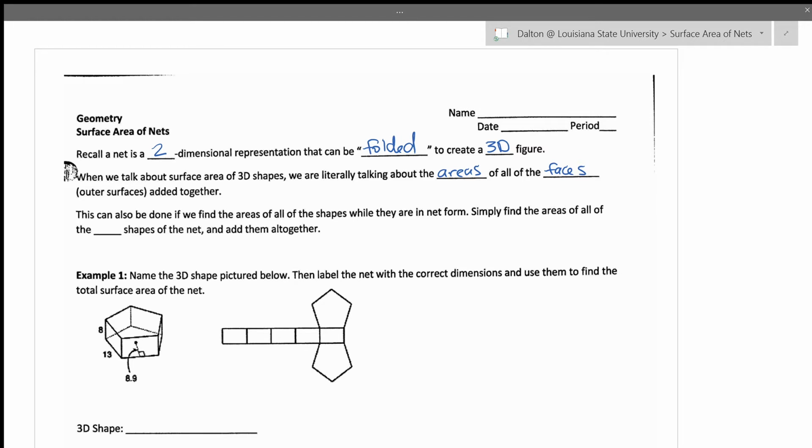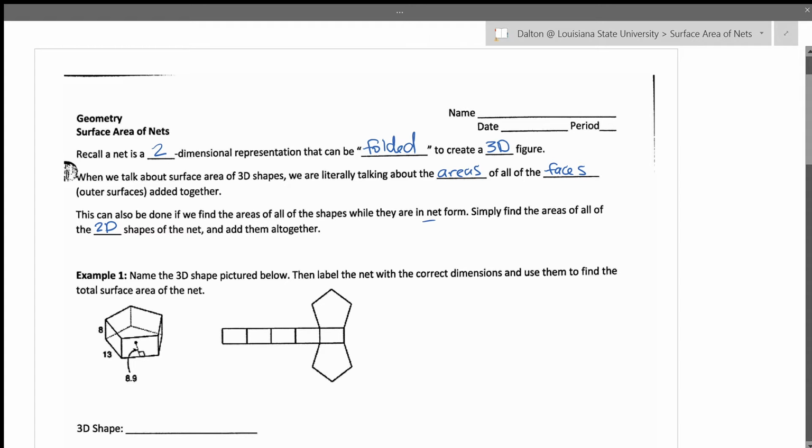So those big prism shapes that we were holding up the other day, Mr. Ware was holding them up for you. Essentially, if I wanted you to find the surface area, I'd want you to find the areas of all of the faces of those prisms or pyramids, whatever it was, and then you just add them together. Now, this can also be done if we find the areas of all the shapes while they are in net form. If you have net form, it actually makes it a little bit easier, because then you just need to find the areas of all the 2D shapes and then add them together. So here's what that looks like.